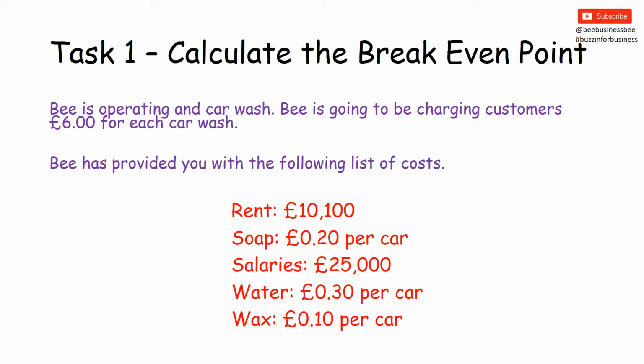B is operating the car wash. B is going to be charging customers £6 for each car wash. B has provided you with the following information about different costs. Rent is £10,100, soap is 20p per car, salaries are £25,000, water is 30 pence per car, and wax is 10 pence per car. So, calculate the break-even point for B's business.